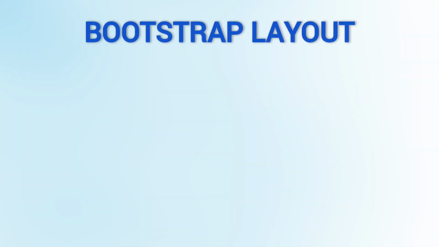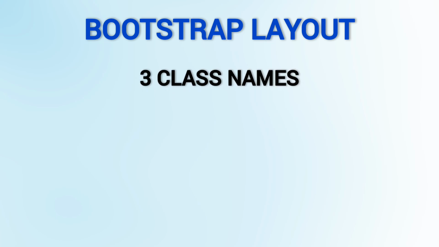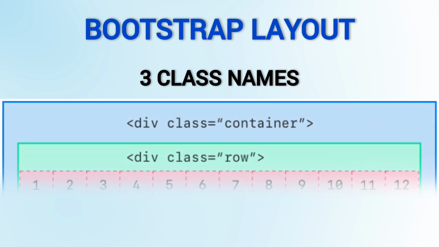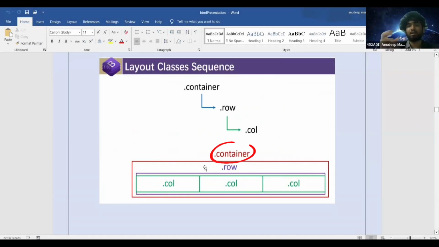If you want to create a Bootstrap layout, there are three very important class names which you need to keep in mind, which you need to understand well. Here, those class names are container, and then there is row and column. Let's understand what is a row and a column. First, let's create a container.